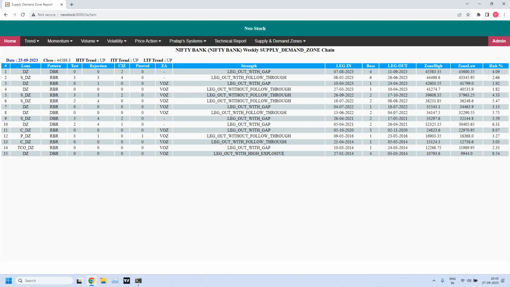As I already told you earlier, this column is very, very important because this column only tells you what are high liquidity zones, which one is high liquidity, which one is pierced and which one is normal. Just DZ and SZ, they are normal demand and supply zones. P underscore is a pierced zone, that is low priority. And C underscore is the highest priority, high liquidity zone.